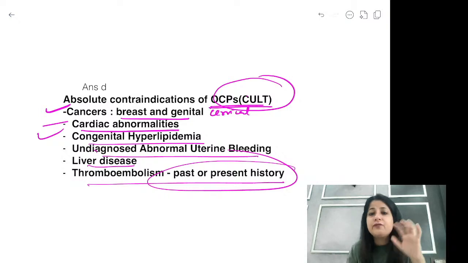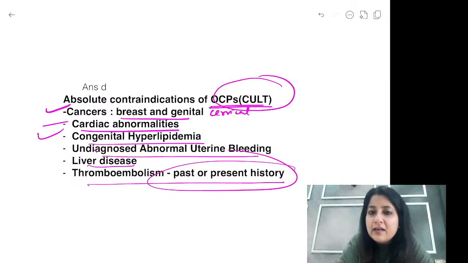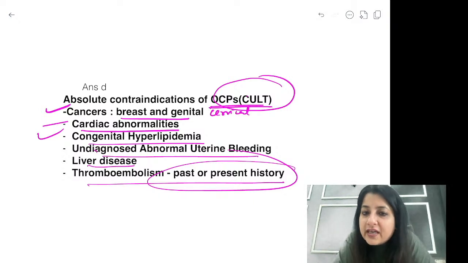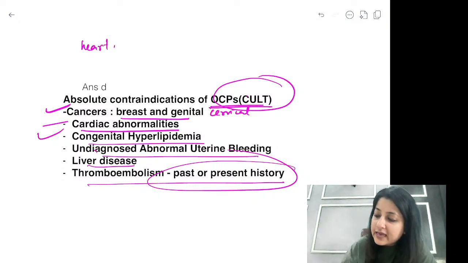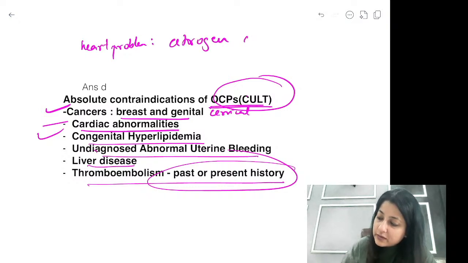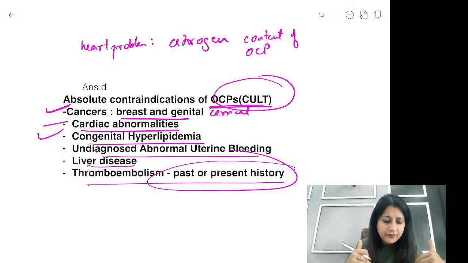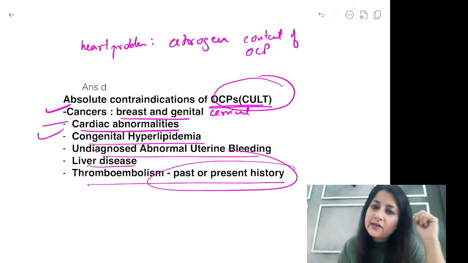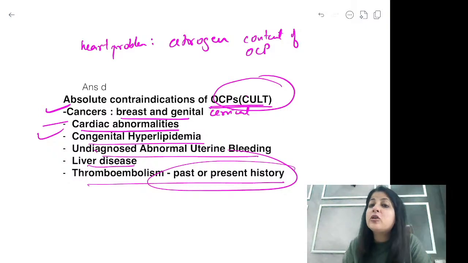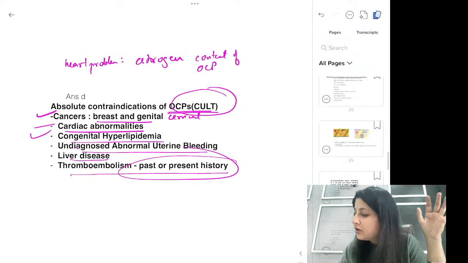That is why, guys, any woman who is 40 years old and wants a pill, you don't give her OCP. Risk of cardiac abnormalities might be there. If she is 40 years old and she wants a contraceptive pill, please put her on a progesterone only pill, because heart problems are because of the estrogen content of OCP, not progesterone. So if a 40-year-old comes to you and tells you, give me only a contraceptive pill, what will you give? Progesterone only pill. Never put her on this one.